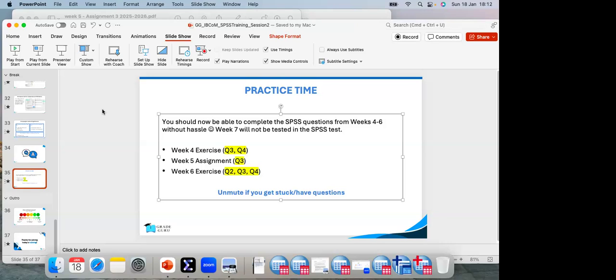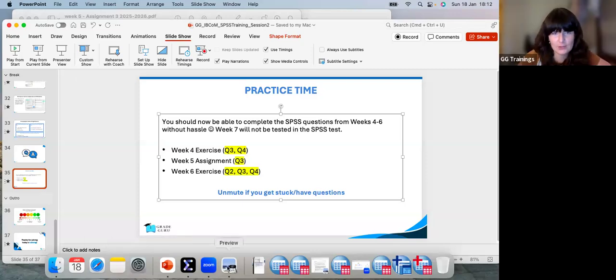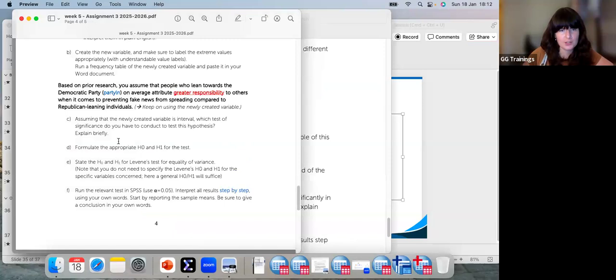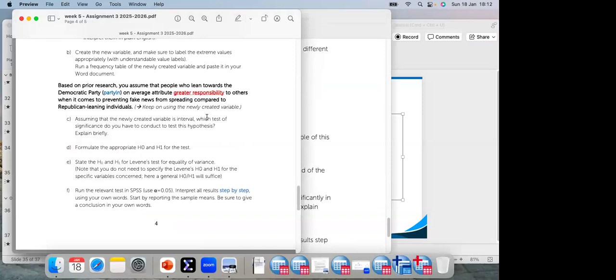Could you tell us again, when we are grouping the variables in the two sample data, which group do I put which variable to? Okay. Let's have a look. So you're talking about this question, right? Yes.